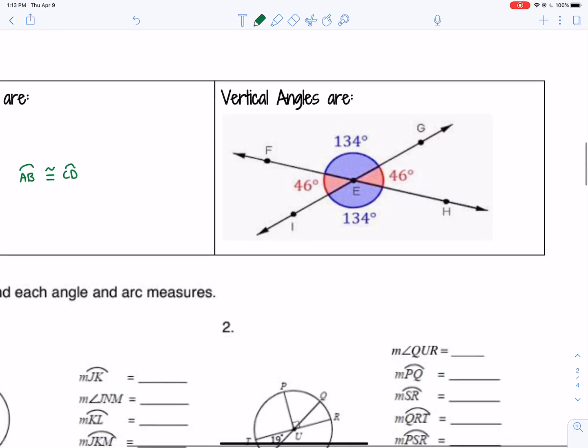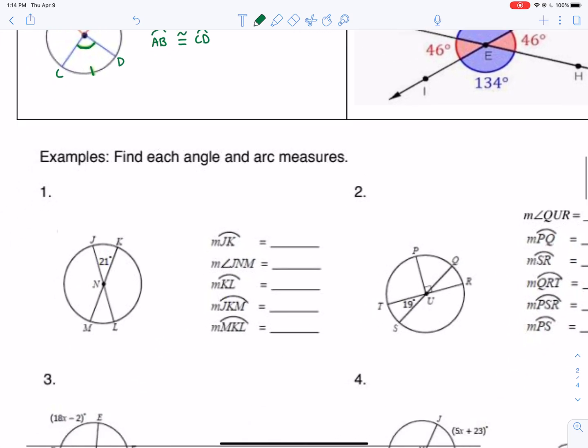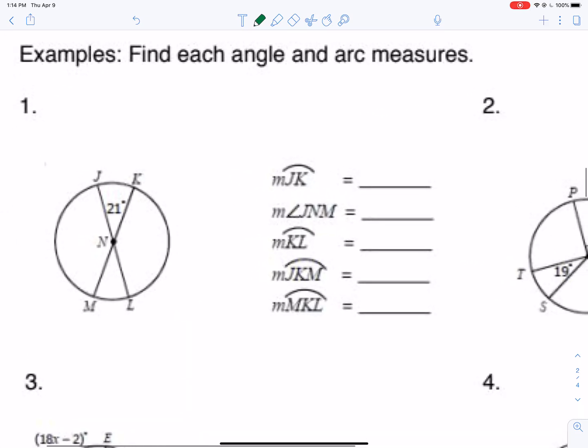And another thing to always remember is vertical angles are congruent always. So that's when two lines intersect, the angles opposite of each other are congruent. Now let's take a look at some examples. It says find each angle and arc measure. So we're going to use central angles and their arcs to figure out these questions.